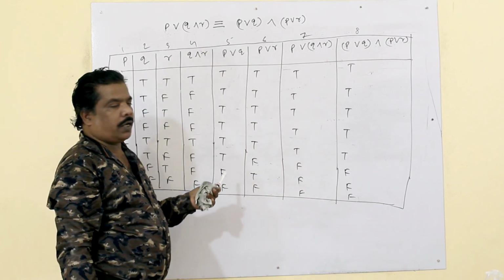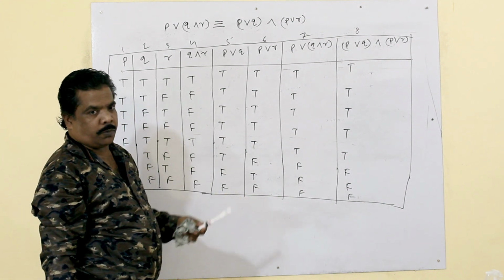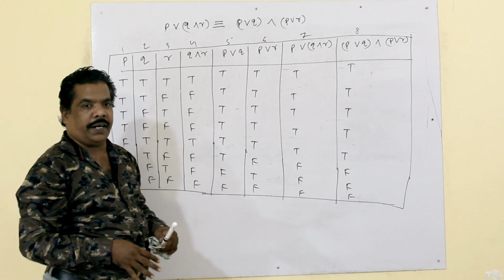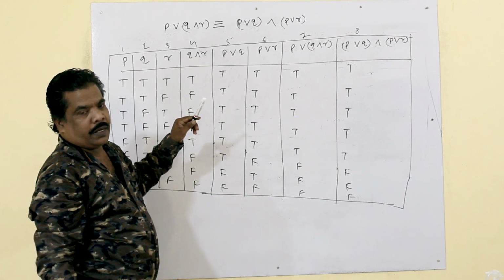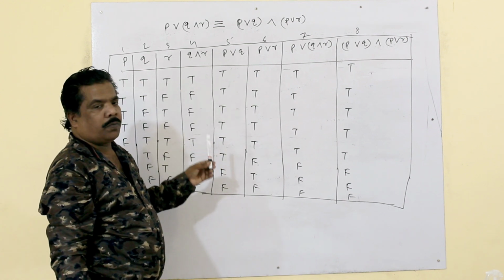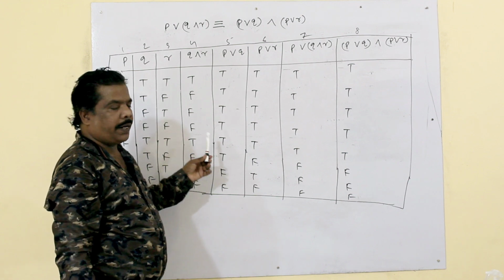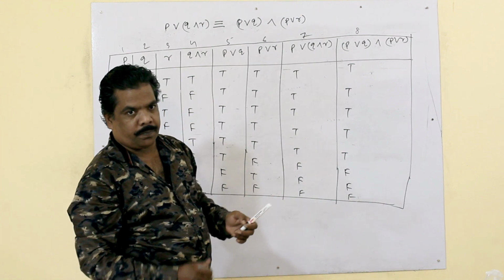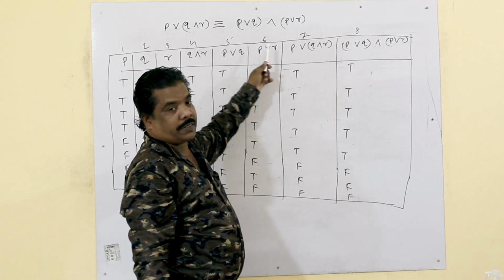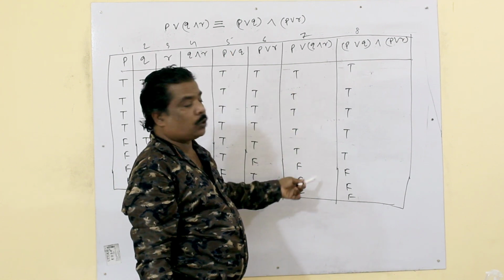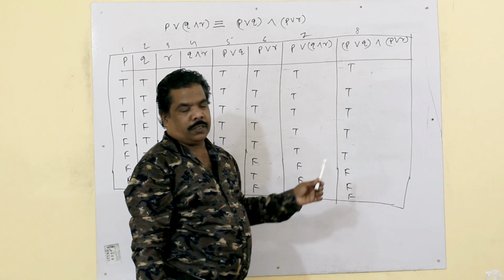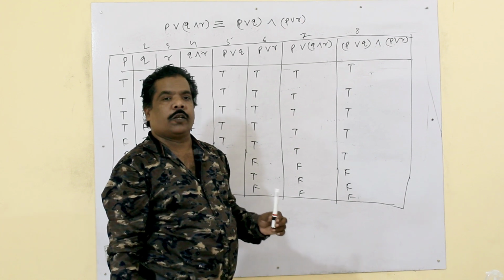So when we prove by constructing truth table, we have to see the number of prime components and the compound statement. According to the question, we first construct a table, then we prove by constructing the truth table. When both statements possess the same truth values, they are logically equivalent. If they do not possess the same truth values, they are not logically equivalent.